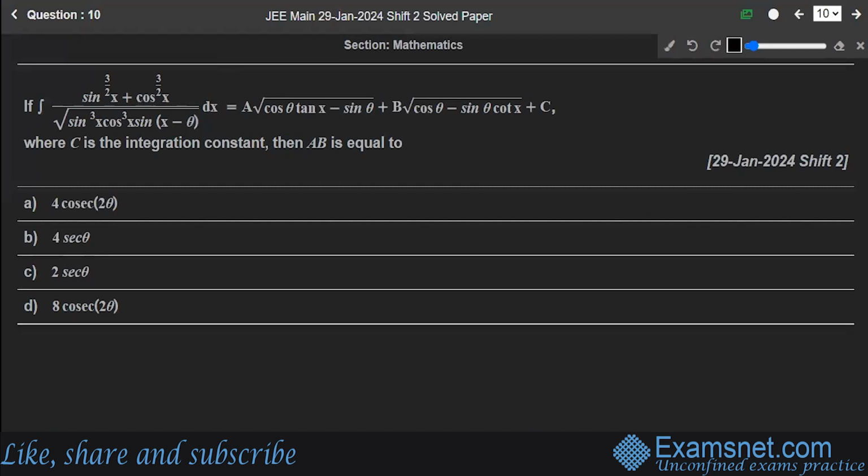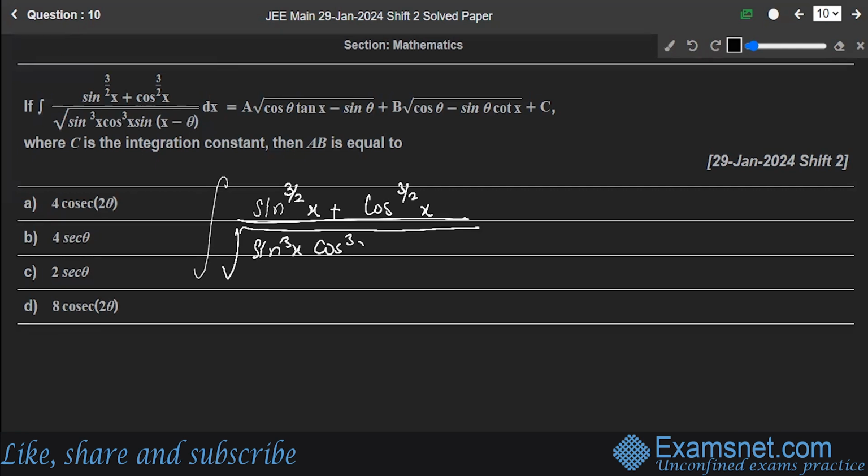Question number 10. If the integral of this function is equal to this plus this, where C is the integration constant, then what is A, B equal to? Basically, you have to solve this, and from there we will get the value of A and B. You are given the integral as sine power 3 by 2 x plus cos power 3 by 2 x whole divided by root of sine cube x cos cube x sine x minus theta dx.